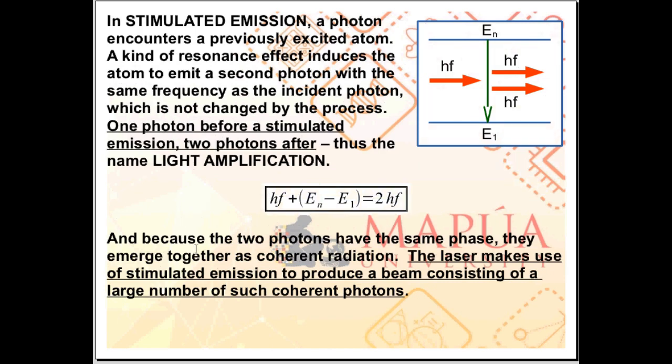These two photons will have the same phase, thus they emerge together as a coherent beam. That's why a laser produces a beam consisting of a large number of coherent photons. And since they have the same frequency for the most part, the beam of light is monochromatic, or just one color.